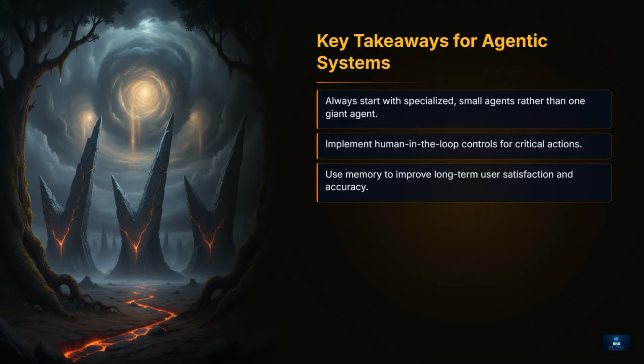To wrap things up, remember these 3 tips. Keep your agent specialized, always keep a human in the loop for critical tasks, and invest in memory. These best practices will help you build Agentic AI systems that are reliable, scalable, and genuinely helpful for your users.